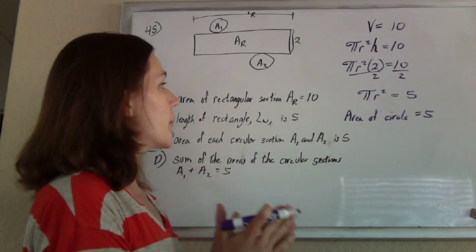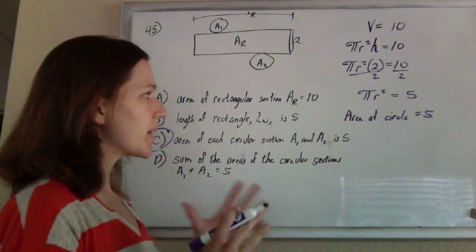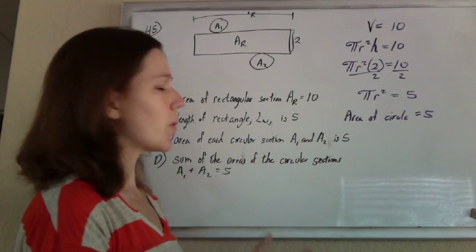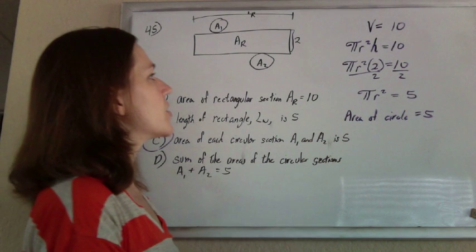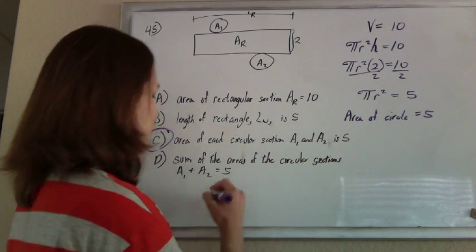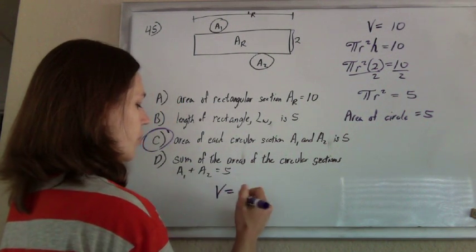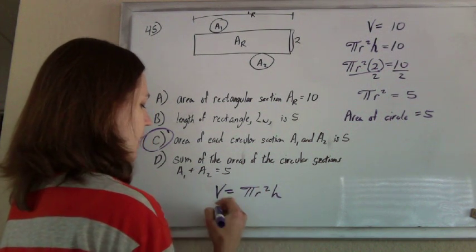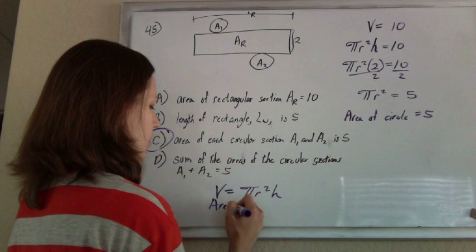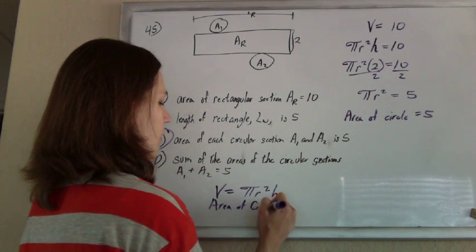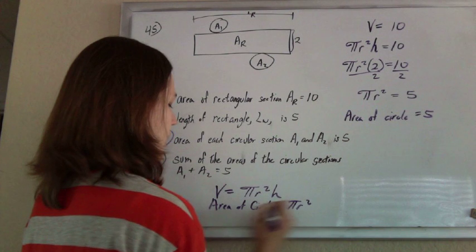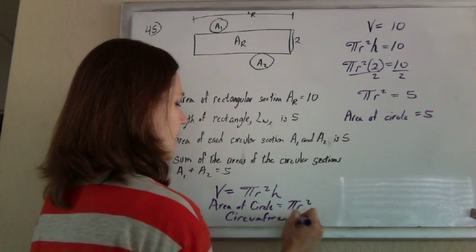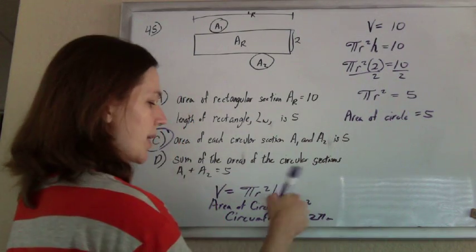Cool. But we can find more if we want. Might as well dig into this. So let's pretend we wanted to find more, just for kicks. And so remember the formulas that we're using here, the formulas that are important for cylinders is that the volume is pi r squared times the height. The area of a circle is pi r squared, and the circumference of a circle is just 2 pi r. Just drop that 2 down to the front.